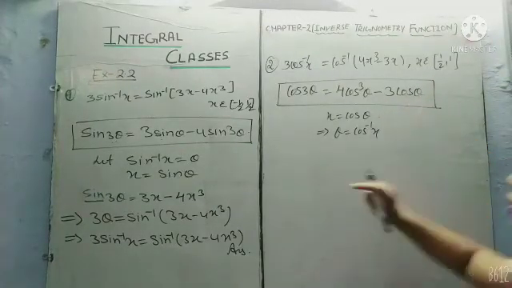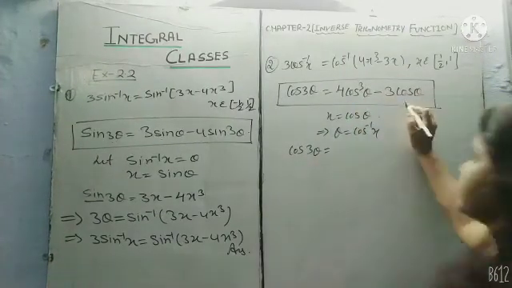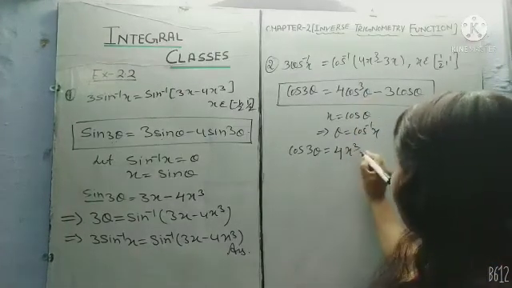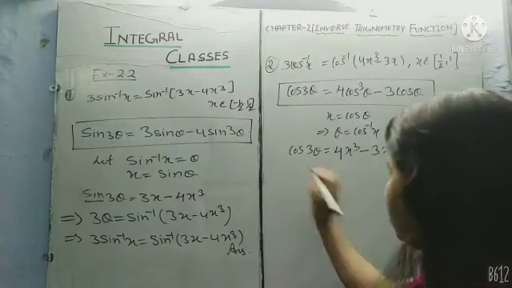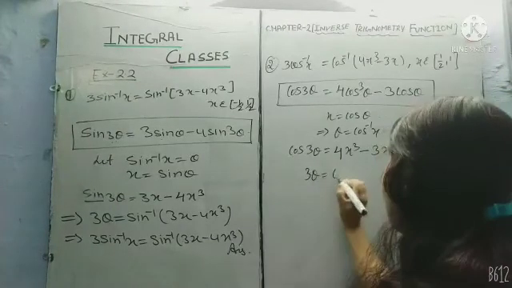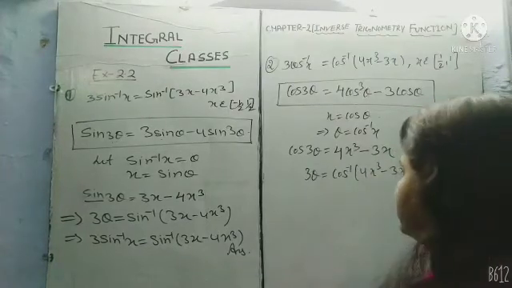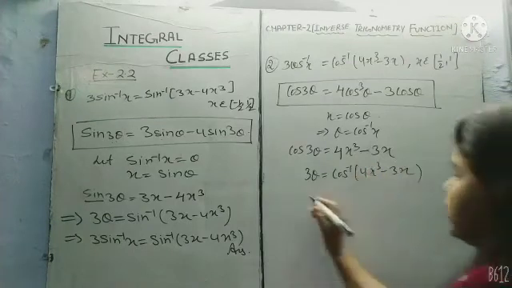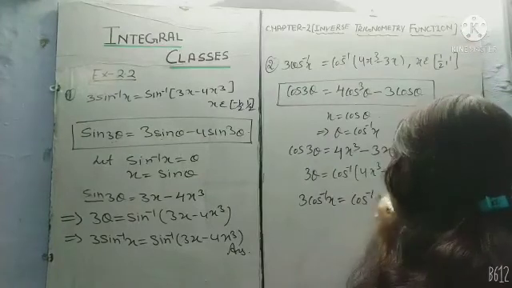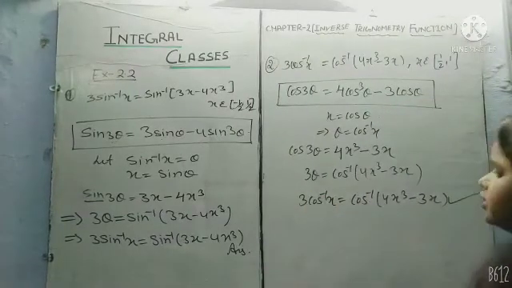In this formula we will replace cos 3 theta as it is. On the right hand side we will replace 4 cos cube, it means x cube minus 3x. Now again cos is transferred to the other side, it will become inverse. So cos inverse (4x cube minus 3x). Now we will replace here theta by cos inverse x. 3 cos inverse x equal to cos inverse (4x cube minus 3x). So student, we will get the answer.